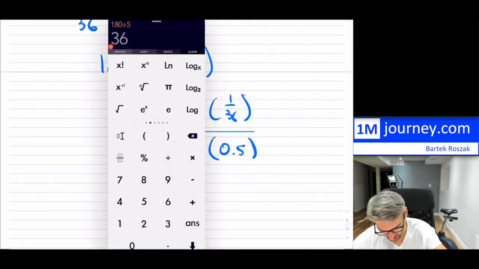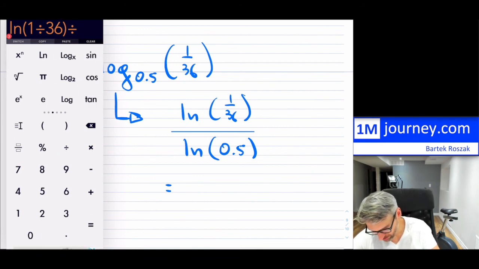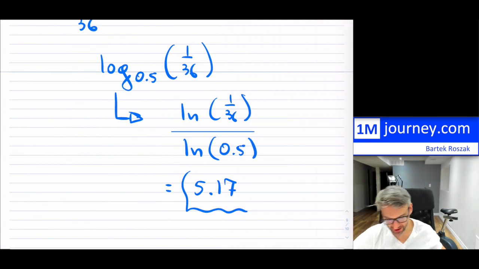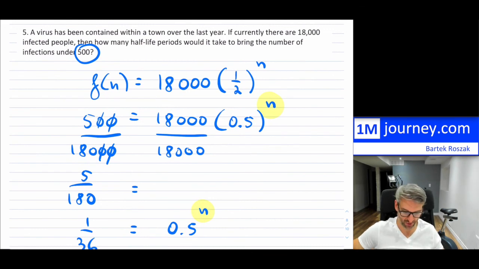So let's clear this. ln of 1 over 36 divided by ln of 0.5. Approximately, let's just round this, this will take approximately 5 periods. So 5 half-lives to bring it down. Now, whatever that half-life is, we don't know how long the time is. They don't tell us here, but that's what that would be. These are actually kind of great application questions, and being able to solve them is pretty neat.